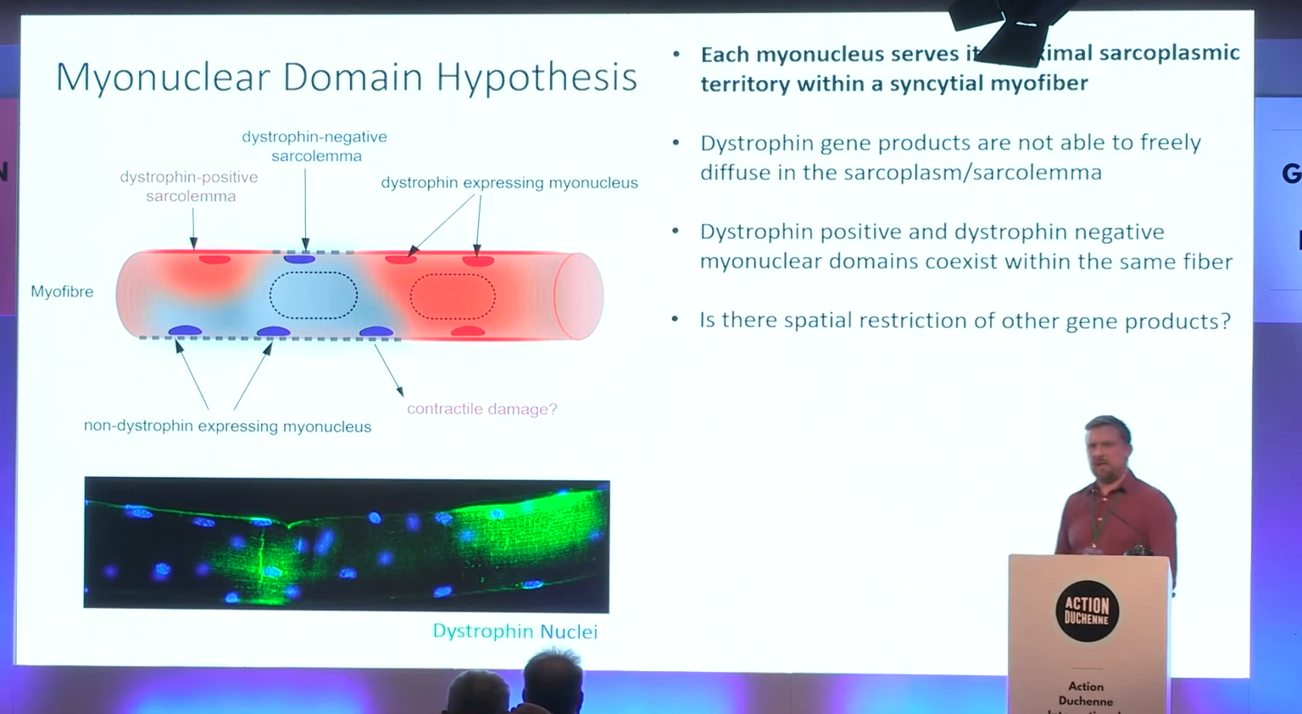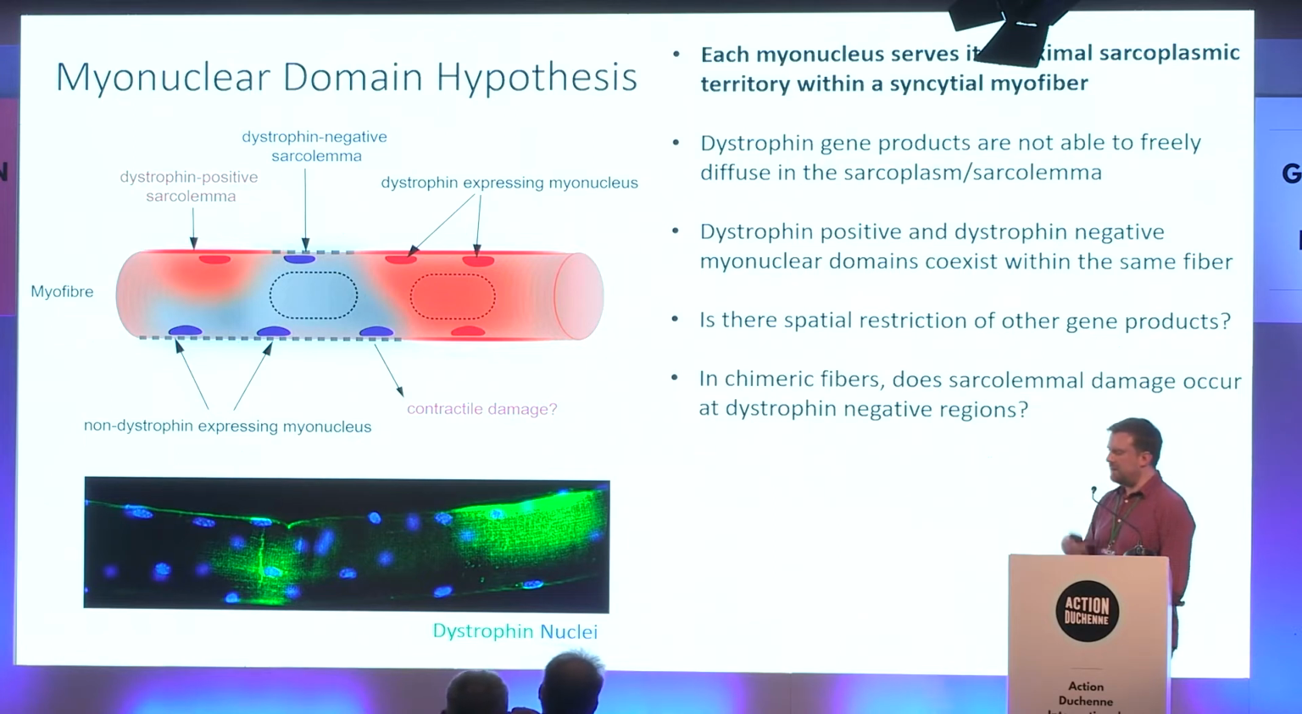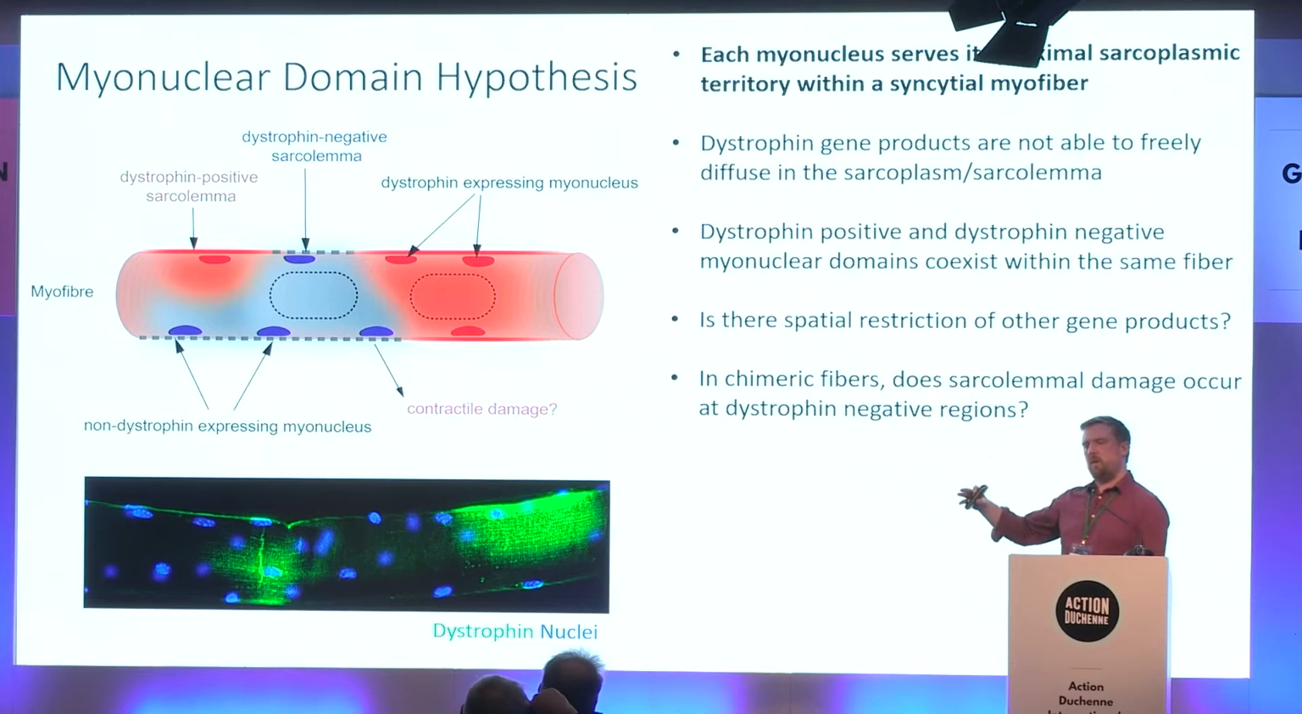And what I'm now interested in is whether there is spatial restriction of other gene products associated with these corrected, non-corrected and corrupted myonuclei. And if you imagine a situation where you have fibers where there are regions of protected sarcolemma next to unprotected regions, it seems fairly obvious to me that this would not be a desirable situation for a therapy, because the fiber is simply going to undergo damage at the unprotected region.